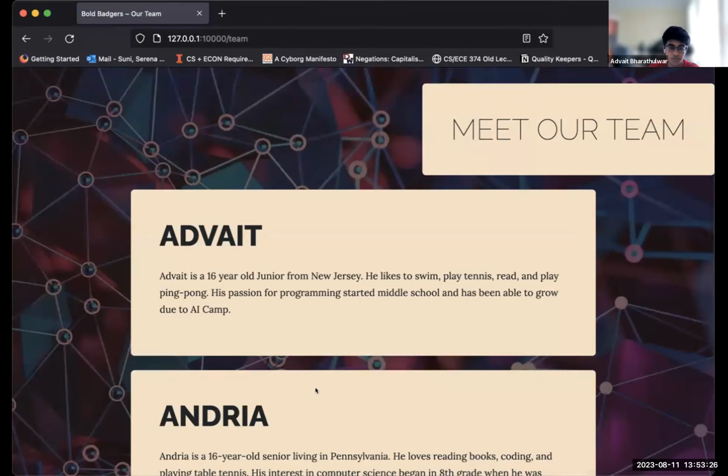So I'm Advait, and I'm a 16-year-old junior from New Jersey, and I helped in this project, and I like to swim, play tennis, read, and play ping pong. My passion for programming started in middle school and has been able to grow due to this AI camp.